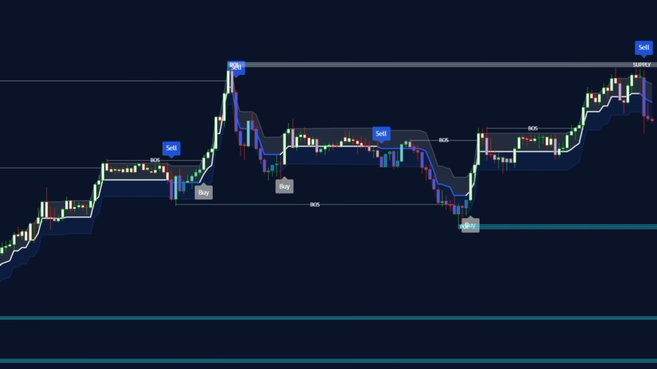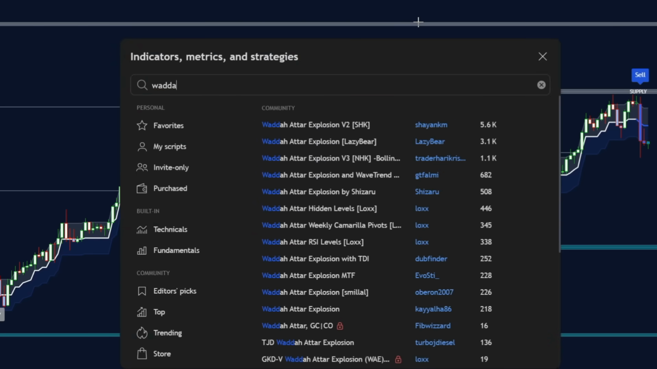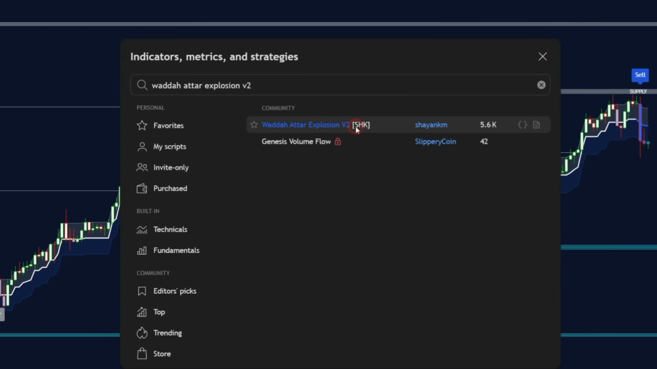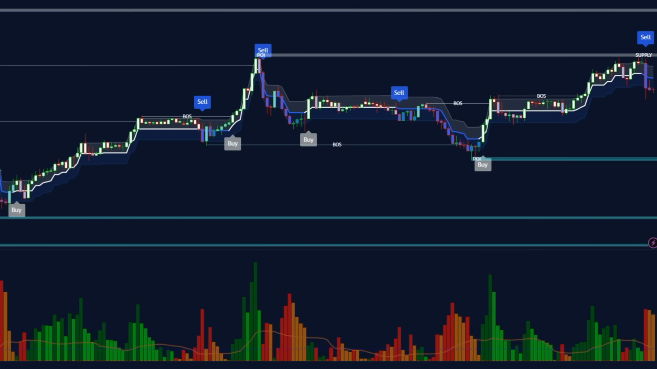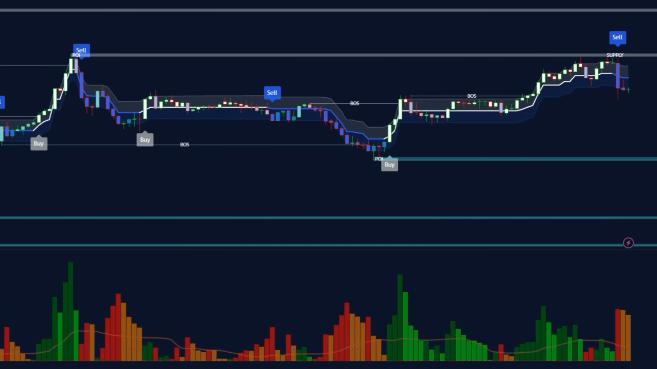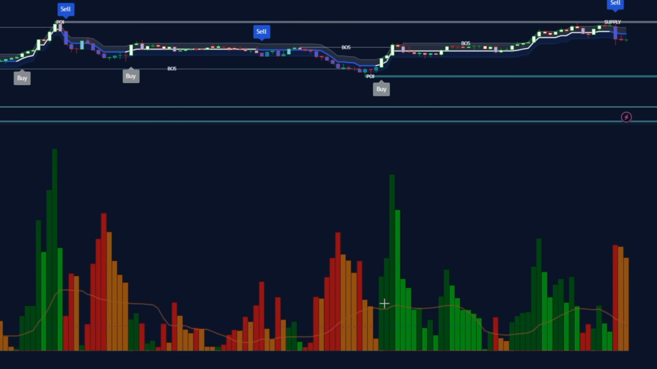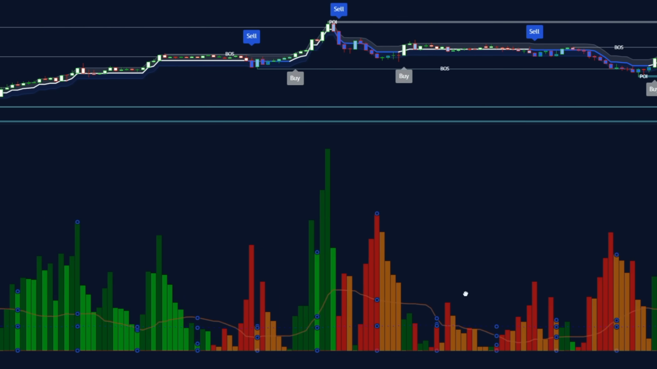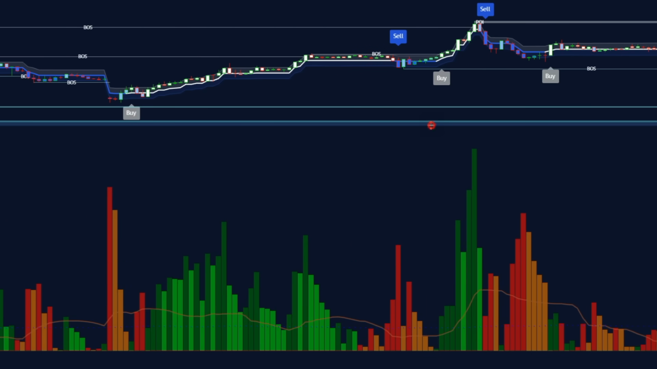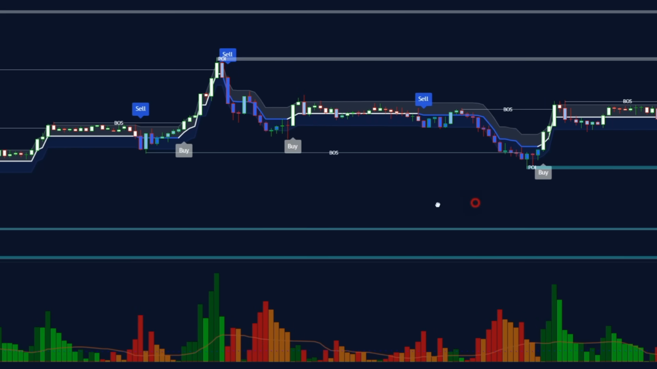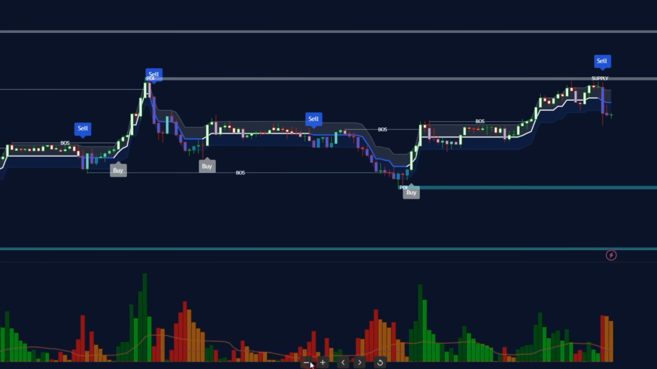Indicator 3, the volume trigger. Search for Waddah Attar Explosion V2. This is a legendary indicator. It combines MACD, Bollinger Bands, and volume. See those bars? Green bar, buying volume. Red bar equals selling volume. White lines, the explosion line. We only take a trade if the volume bar breaks above the white explosion line. This proves there is enough power to move the market.